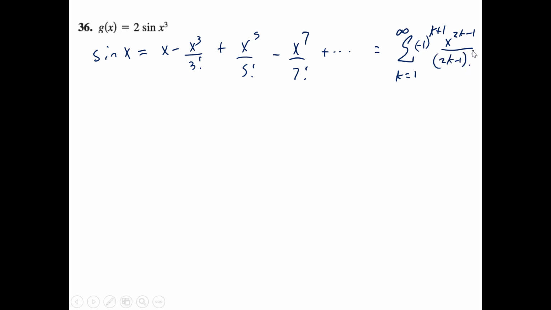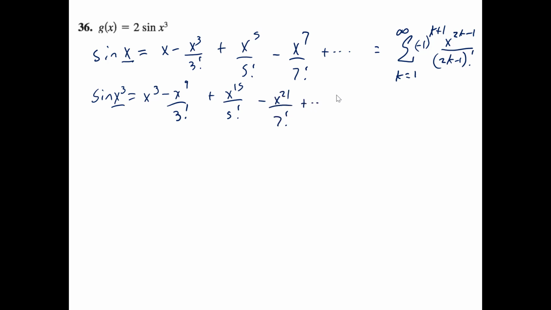So for the sine of x cubed, all you've done is replace the x with x cubed. So you just replace the x with x cubed there, and you will get x cubed minus x to the 9th over 3 factorial plus x to the 15th over 5 factorial minus x to the 21 over 7 factorial plus dot dot dot.